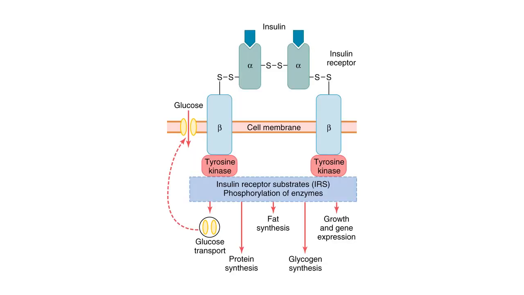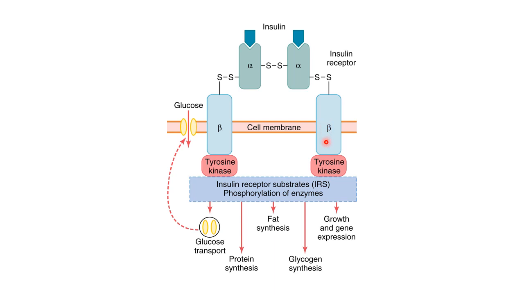So this diagram shows you how insulin works. Insulin binds to the insulin receptor. The insulin receptor is made up of an alpha portion and a beta portion. The alpha portion is outside the cell, while the beta portion is both outside and inside the cell. It is an integral protein found in the cell membrane. Once insulin binds to the alpha portion, it causes activity in the beta portion because they are connected.